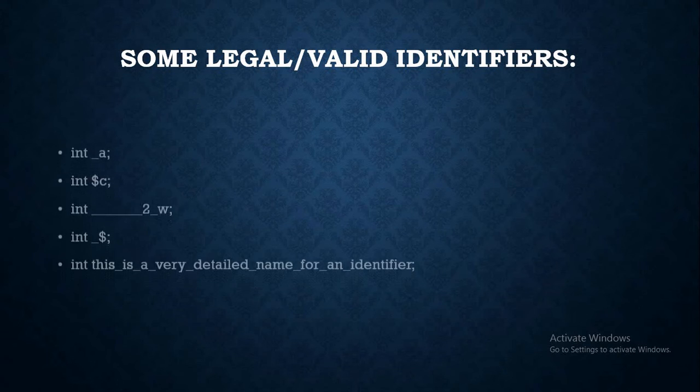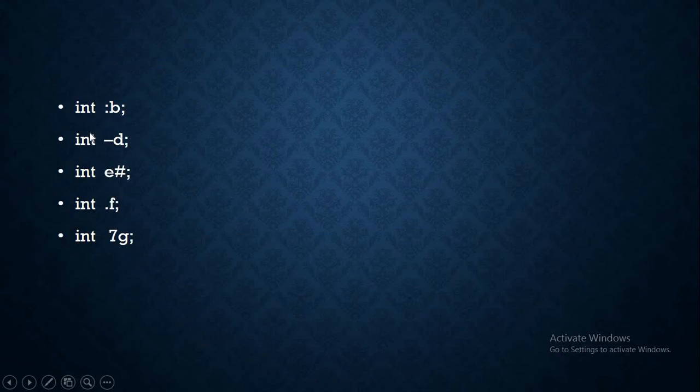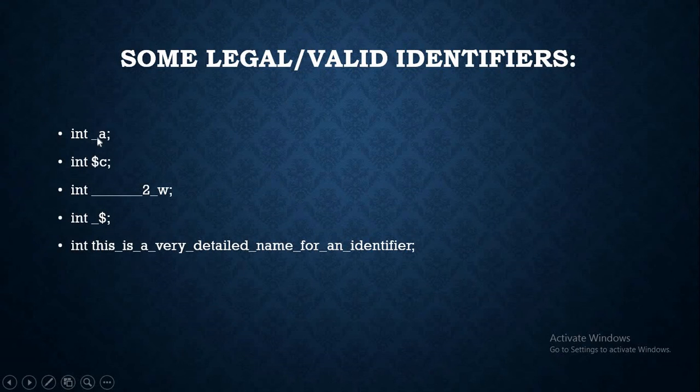Now some legal valid identifiers. What is a legal identifier? Underscore, like this sign, we can use in our variable. It is good. We can use it, but don't give a space. Just like int space underscore a, like that.